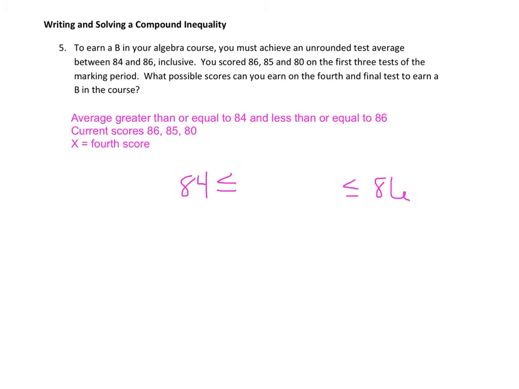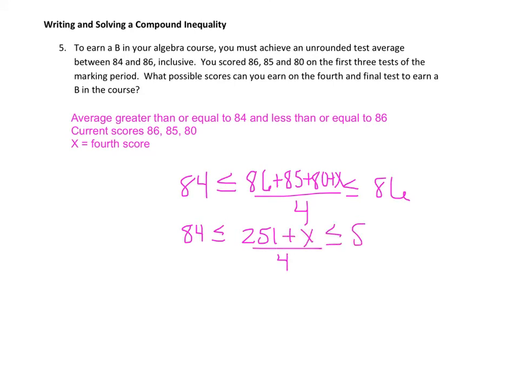Now we have to remember what an average is. An average would be, I would add my 4 scores and divide by 4, because that's how I'd find an average. We don't know that 4th score, but we can plug in our X because that's what that represents. And that's going to be our average. So to begin simplifying, I would add 86, 85, and 80 to make that a little simpler, and that equals 251. So we have 84 is less than or equal to 251 plus X divided by 4 less than or equal to 86.